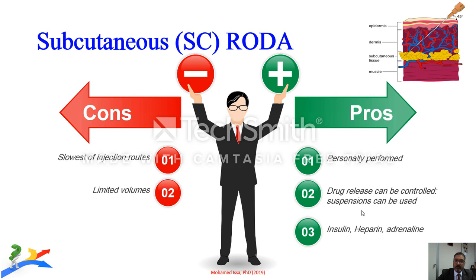When it comes to limitations or challenges of the subcutaneous route of administration, it can be considered slower compared to intravenous, definitely, and even to intramuscular. And of course, we can inject limited volumes under the skin. I think 1 to 2 milliliters would be the appropriate volume. We cannot actually go for larger volumes than 2 milliliters.